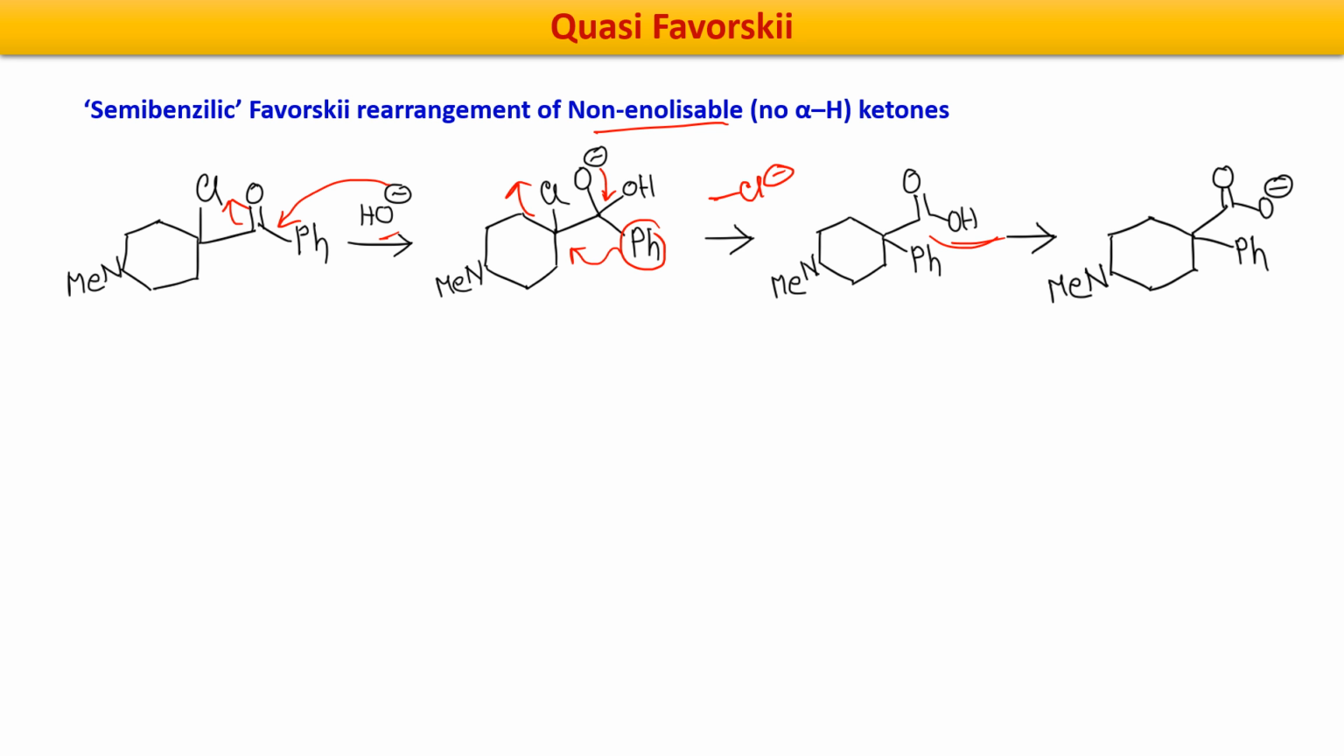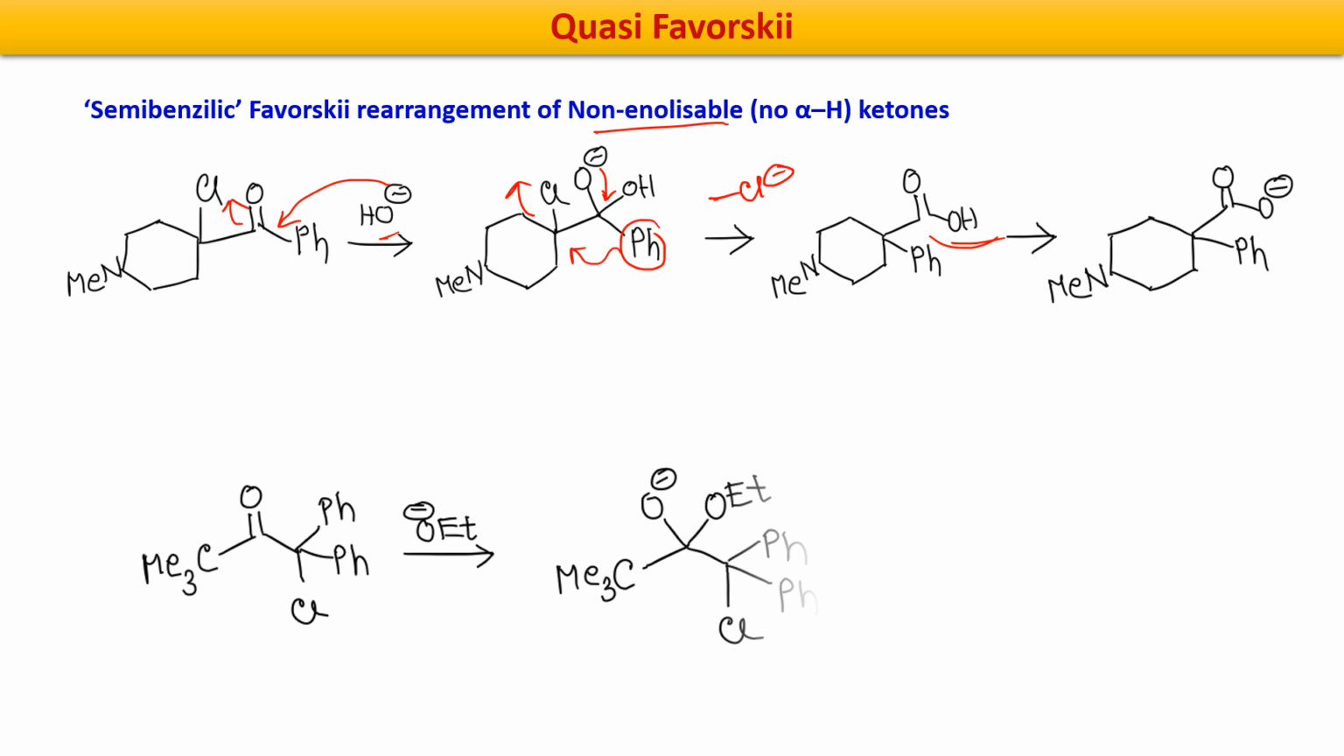So even if you are not finding the classical mechanism, suppose you are getting this type of molecule in the question, don't think that Favorskii is not possible, because maybe some Favorskii-like rearrangement is possible. Okay, so we just have to check what the other possibilities for mechanism are. So this is the semi-benzylic Favorskii rearrangement or Quasi-Favorskii.